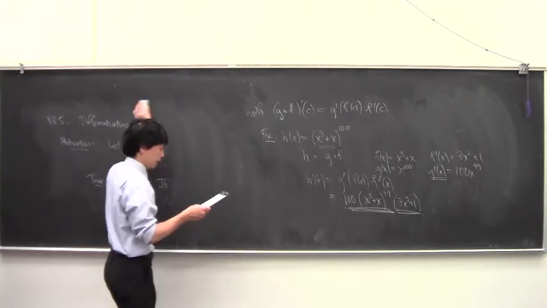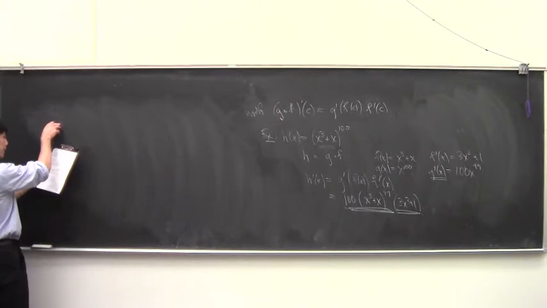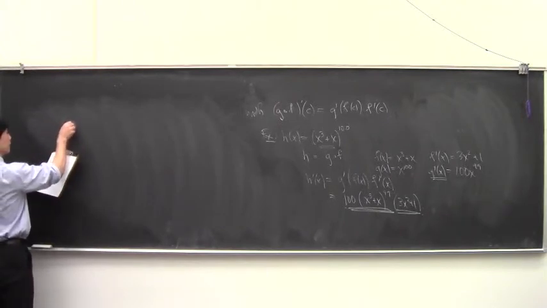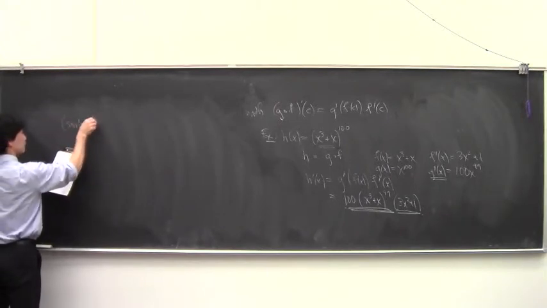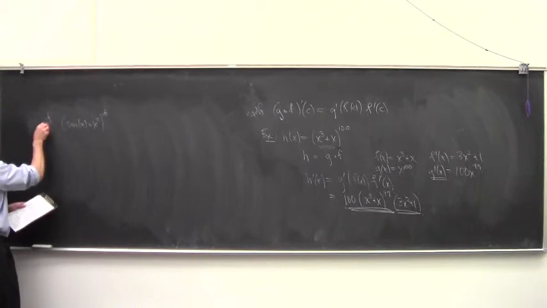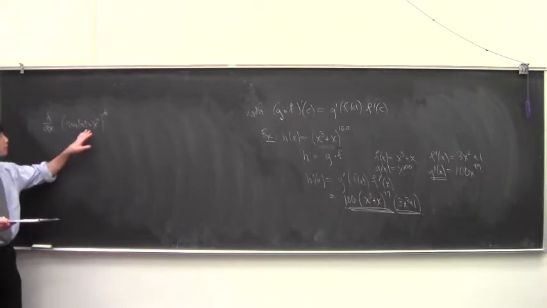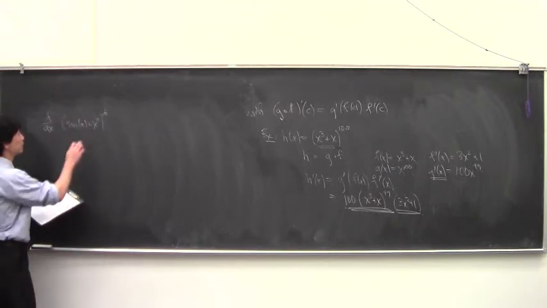Okay, so let me ask you to try one. Here's another: sin x plus x squared, to the 6. Take 30 seconds and write down an answer. What's the derivative of that? It's sin x plus x squared, quantity to the 6. Yeah, that's a plus.